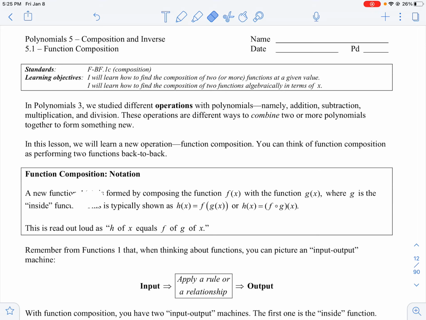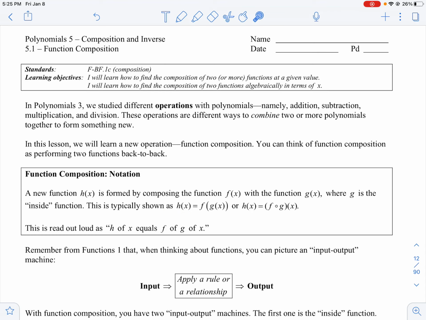A new function h of x is formed by composing the function f of x with the function g of x, where g is the inside function. This is typically shown as h of x equals, how do we read this one? f of g of x. So can we do that again? h of x is equal to f of g of x.